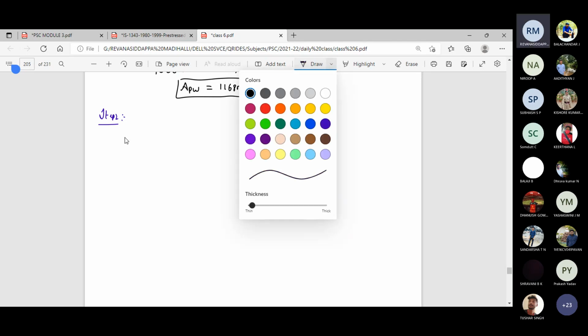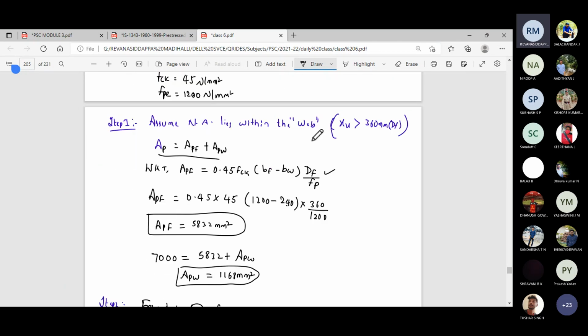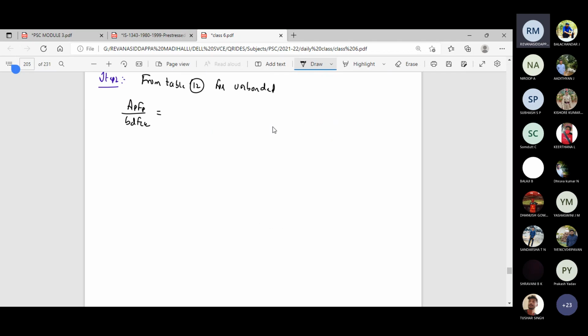The ratio from table 12 for unbonded condition. Now, AP by FP by BD FCK. What have we assumed? We have assumed the depth of neutral axis lies within the web. Now you need to substitute the corresponding width of web only, BW, into D FCK.